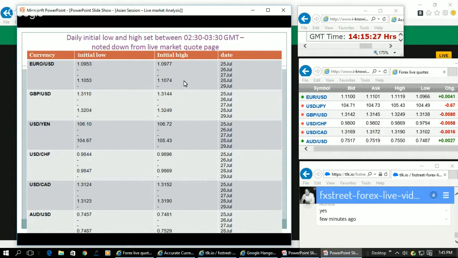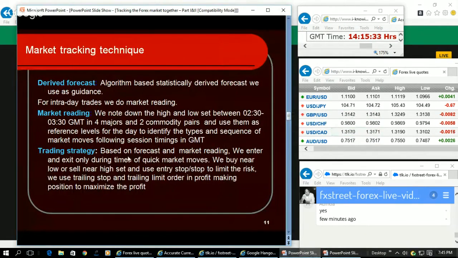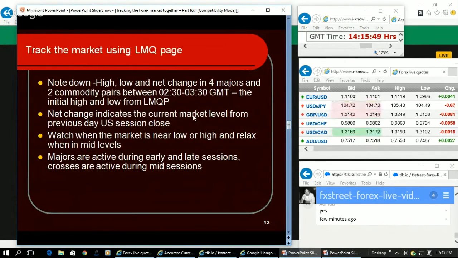That is what the market reading indicates. Then the next component, namely the trading strategy. So the trading strategy is we use the hedge order to limit the risk. Instead of a stop, we keep the hedge order, so that if the hedge order is filled, we try to find out how exactly the hedging is making profit or not.